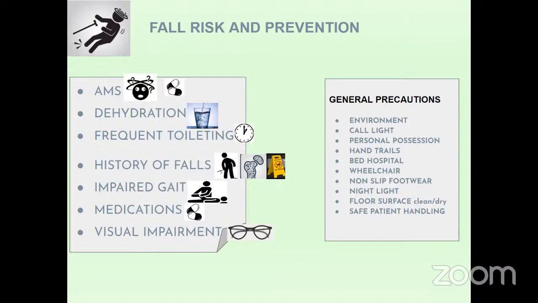Patient with impaired gait, we have to do physiotherapy or occupational therapy. Medications' side effects might also precipitate falls. Visual impairment or auditory impairment, we have to provide them with their eyeglasses. There are general precautions like the environment and the bed in the hospital, use of handrails in the bathroom, and so on.